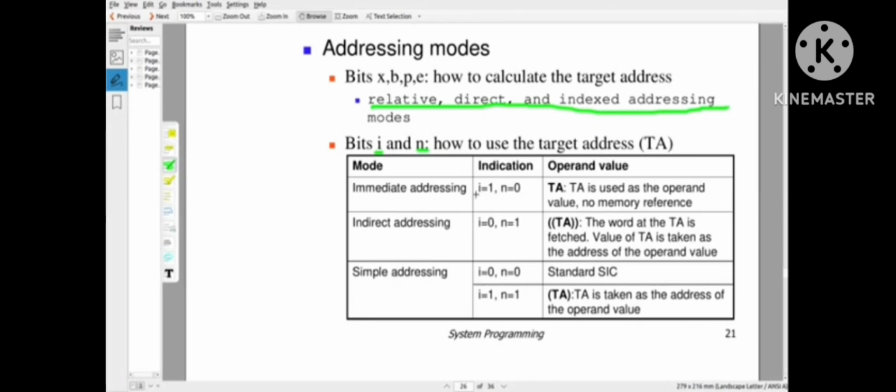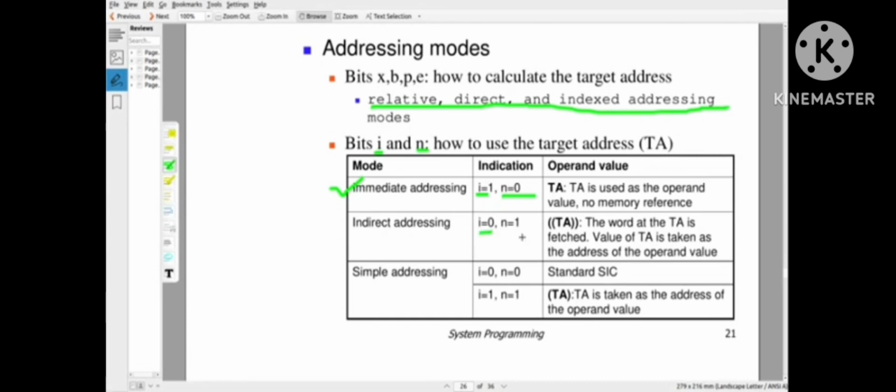If I is equal to 1 and N is equal to 0, then the instruction is in immediate addressing mode. Suppose an instruction is in immediate addressing mode, then what is in the address, that itself is the operand. There is no memory reference, so that value exactly is used for performing the operation. There is no need for memory reference.